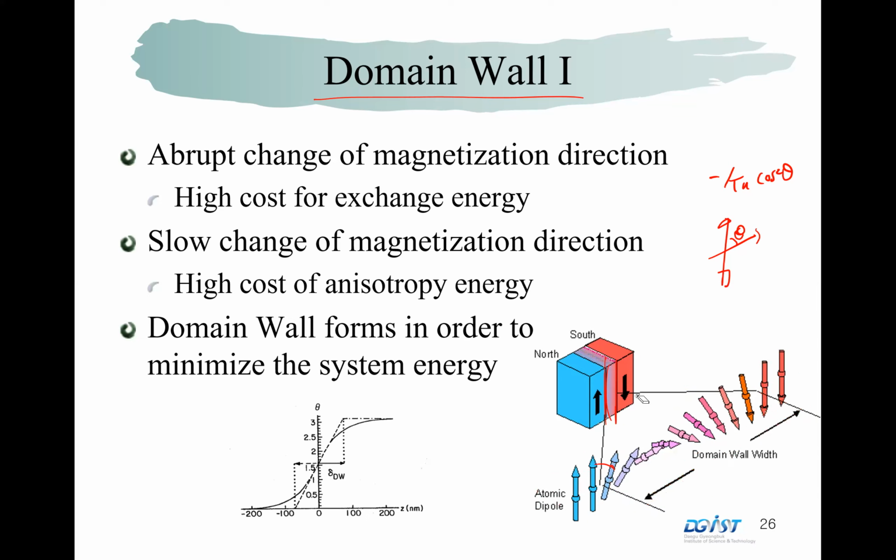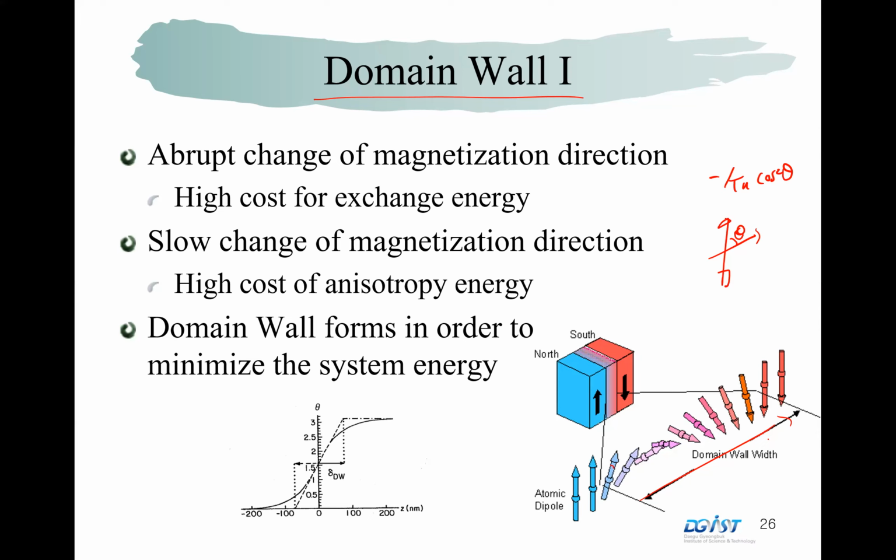So, in terms of the domain wall width, let's assume the domain wall width is infinite. Then the tilting angle between each spin is infinitely small, so the cost of the exchange energy gets smaller. That means the exchange energy tries to push the domain wall width to be wider.